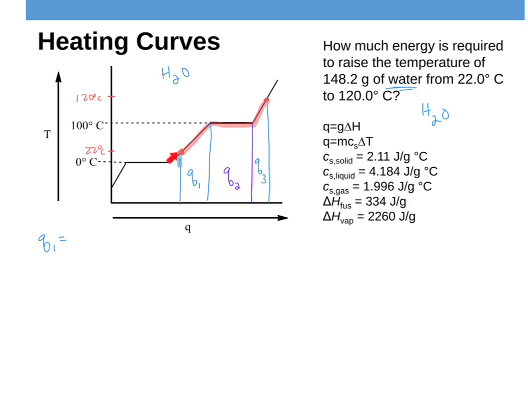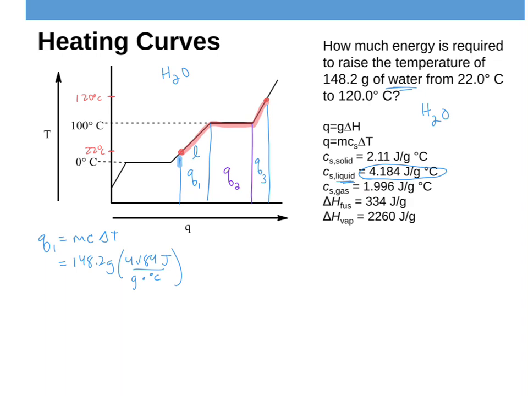Q1 is just going from 22 degrees up to 100 degrees. That means I'm going to use my Q equals MC delta T, right? The change in temperature one. So MC delta T. Now my M is just given. It's 148.2 grams. That's easy. The C, right here, this is a liquid. So I need to go find the liquid one. So I'm going to use this version. Right, so I've got 4.184 joules per gram degrees Celsius.